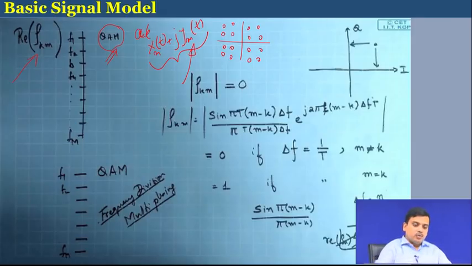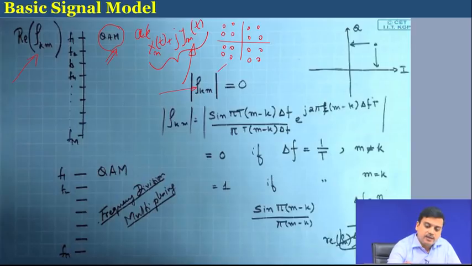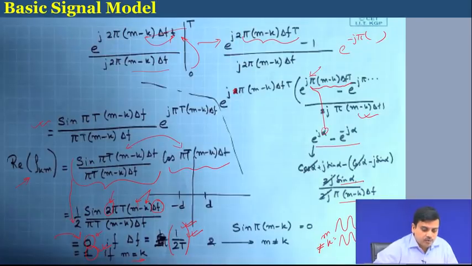So, in that case, once we find the correlation, or the inner product of the two functions, we would like to set the modulus of it, or the absolute value of it, to 0 in order to get the points or the condition under which orthogonality remains. So, here what we had seen is that rho k m is an expression which is given by this.